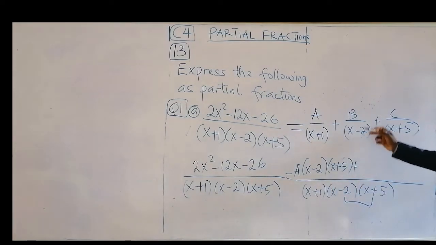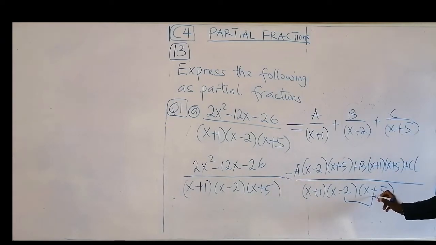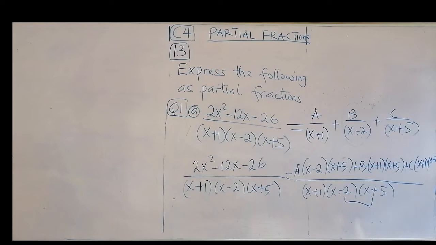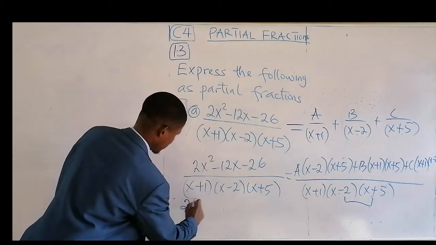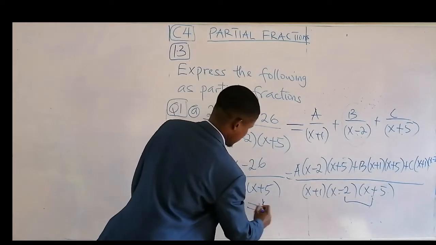Then plus this fraction here, the denominator, x minus 2 is there, x minus 2 is there, so it's cancelled. So we have B times x plus 1, and then x plus 5. Then plus the last one, C times what? x plus 5 is there, x plus 5 is here, so it cancels. So we have x plus 1 times x minus 2. And we check the denominator on the left and on the right, they are the same thing, so that cancels out. So we now have 2x squared minus 12x minus 26 equal to all these expressions.